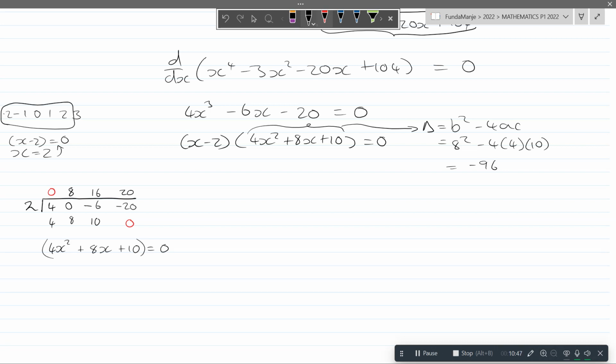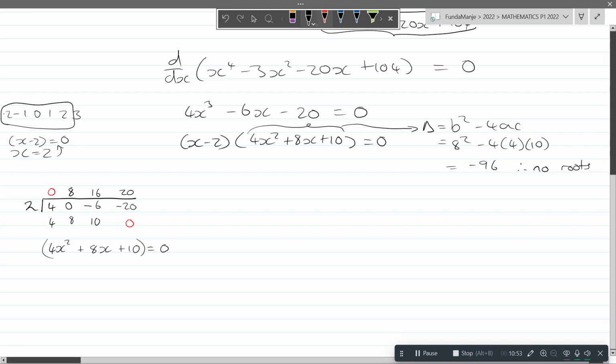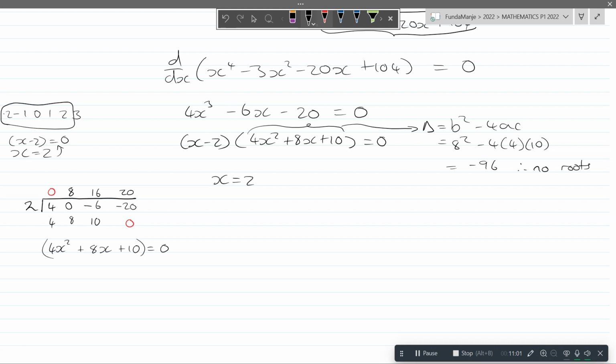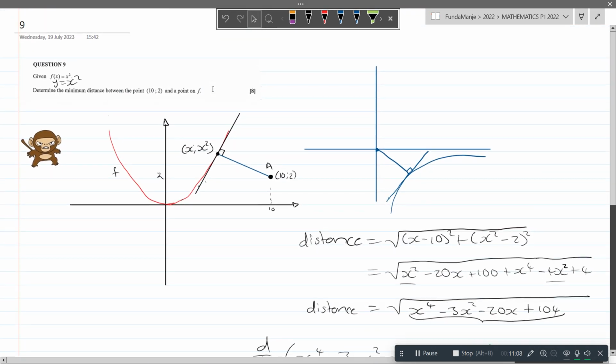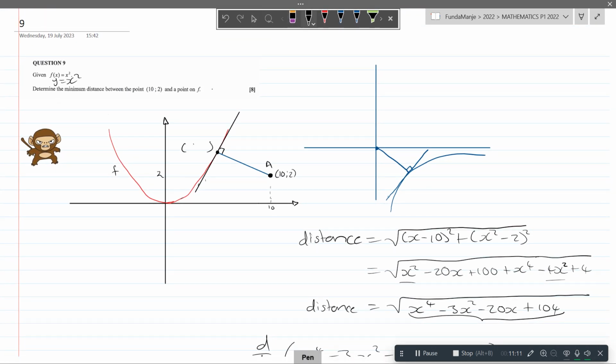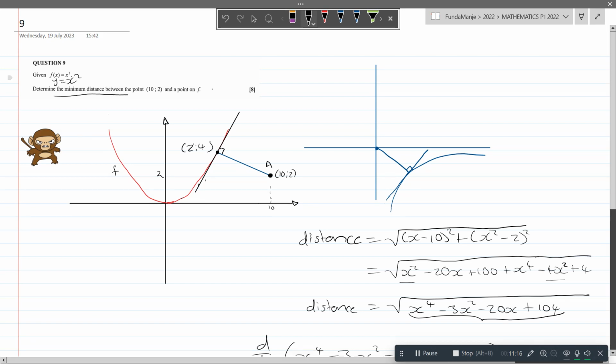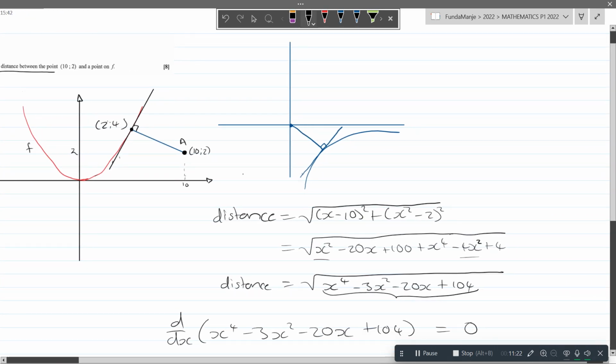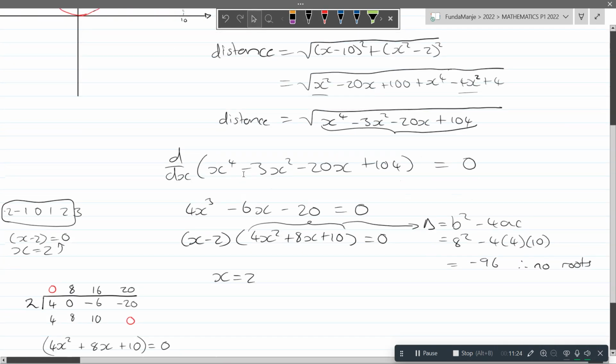And this means that there are no roots because whenever the discriminant, which is what this is, is negative, that means the roots don't exist. That means your only solution here is that x is equal to 2. And if x is equal to 2, it means for that point on our parabola, this will be 2 and 2 squared will be 4. So basically determine the minimum distance between the points. Now we can easily plug in our distance formula, or we can just plug x back into this formula and work out what the answer will be.